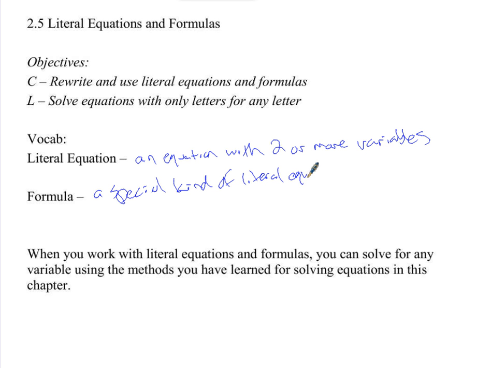So I'll put that up there. So a formula is a literal equation. It's a literal equation because it has more than one variable in it, two or more variables, okay? But more to the point, a formula is an equation that states a relationship among quantities. So a relationship among quantities.